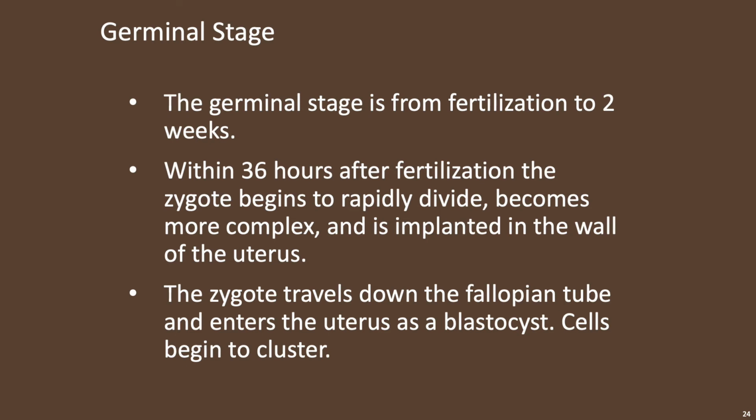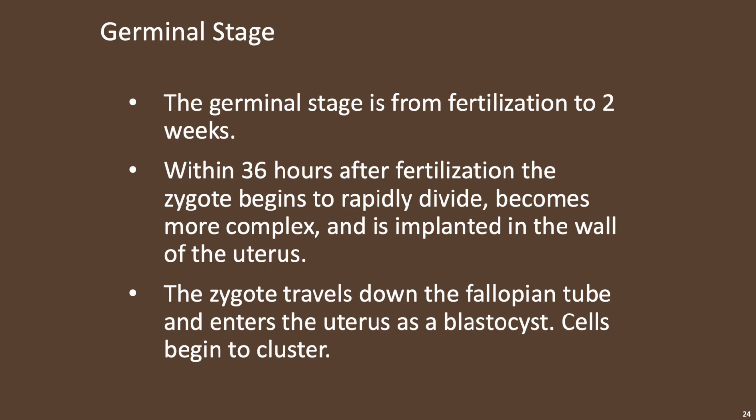The germinal stage, the first stage, from conception to 2 weeks, is the germinal stage. Fertilization to 2 weeks. Within 36 hours after fertilization, the zygote begins to rapidly divide, becomes more complex, and is implanted in the wall of the uterus. The zygote travels down the fallopian tubes and enters the uterus as a blastocyst.